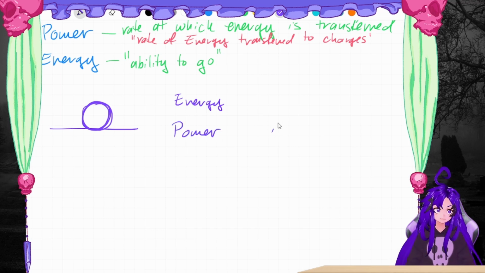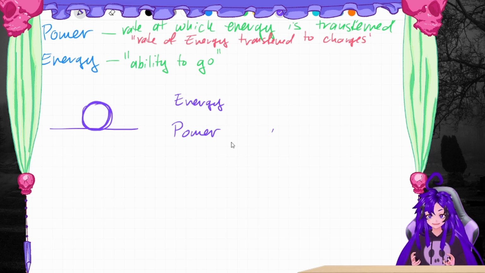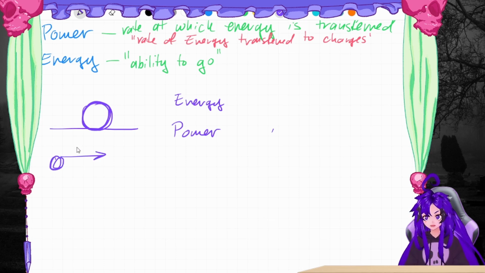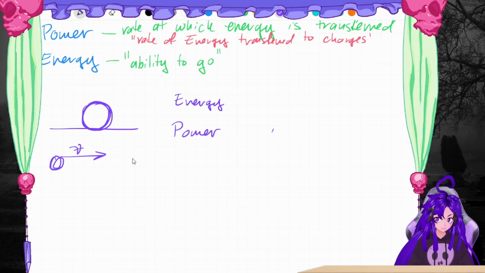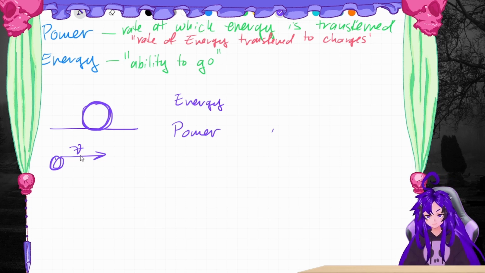Power is, so the textbook definition is the rate at which energy is transferred, but it's basically how fast you can get it to go. Not how fast it's going. So how fast it's going is velocity. But how fast you can make it go, like start it going, that's power.